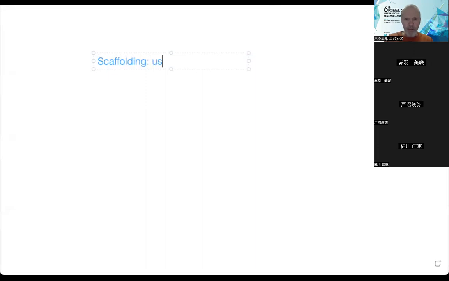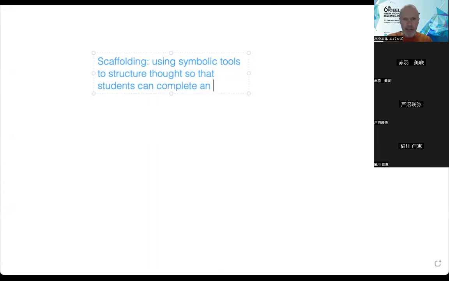Is basically using symbolic tools to structure thought, so that, say, some people, students, can complete an activity successfully. Yeah, and I think that's basically what it is, right?